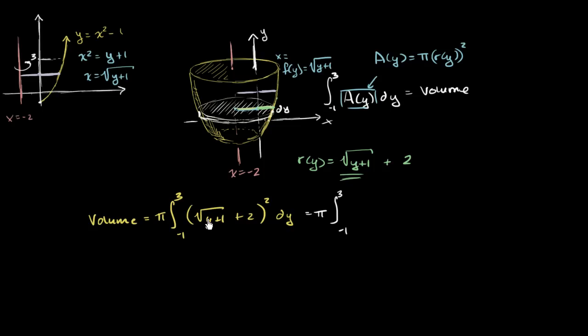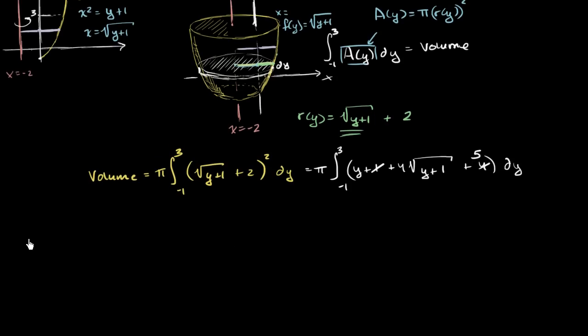If you expand this out, you get the square root of y plus 1 squared, which is just going to be y plus 1. And then you're going to have 2 times the product of both of these terms. 2 times the square root of y plus 1 is going to be plus 4 times the square root of y plus 1. And then you have 2 squared, so plus 4. So you have this whole thing times dy. We can simplify a little bit. You have a 1 plus a 4. We can add the 1 to the 4 and get a 5. And now we're ready to take the antiderivative.